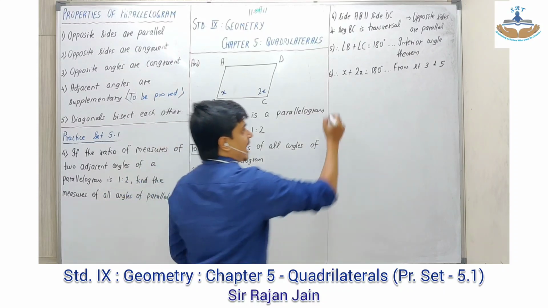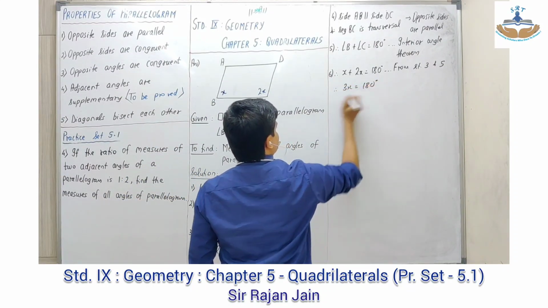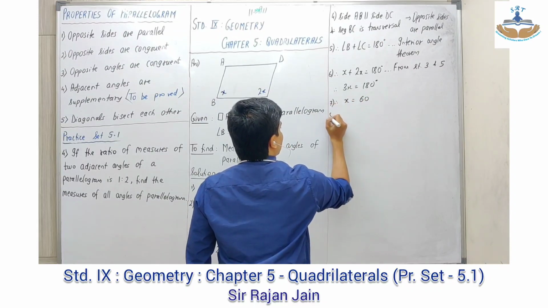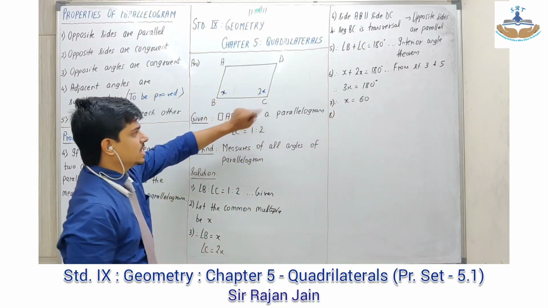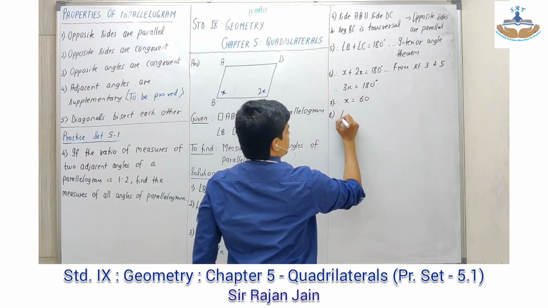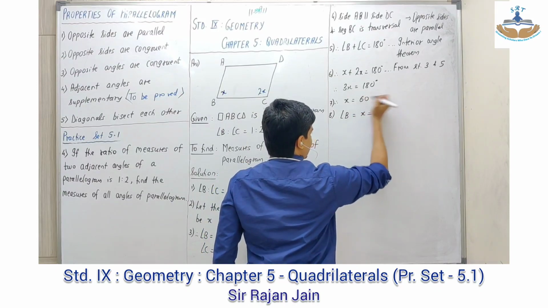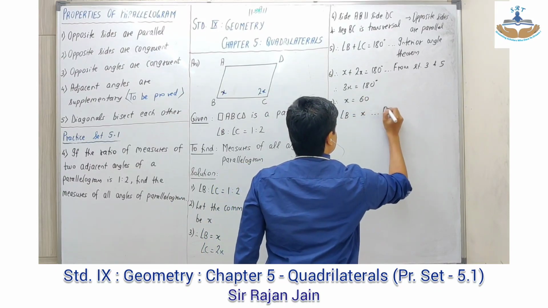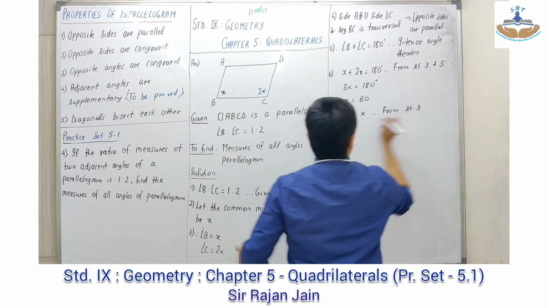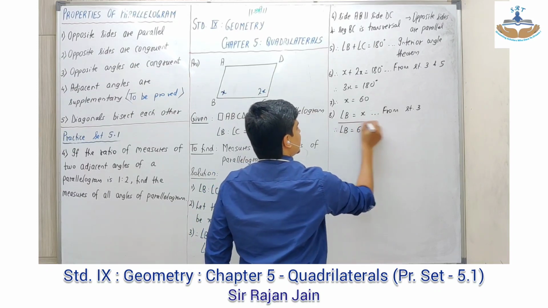So from step 3 and 5. Now solve this equation to get the value of x. तो x will be equal to 60. They are asking for measures of all angles of parallelogram. First I am getting angle B and angle C. I'll say angle B is equal to x, which is okay. This is from step 3. Therefore angle B is equal to 60 degrees.